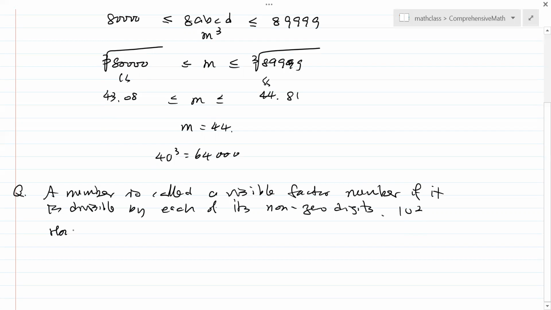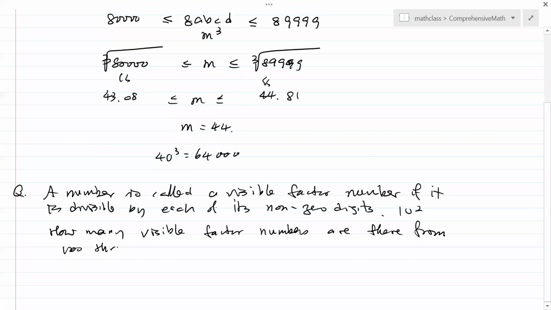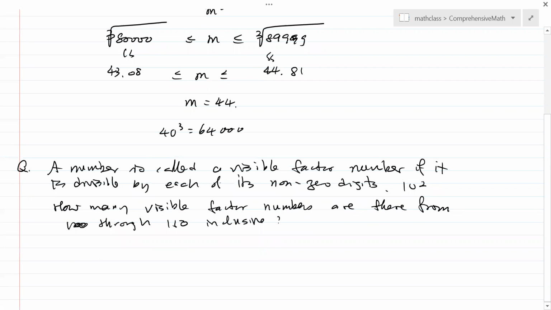The question is, how many visible factor numbers are there from 100 through 150, inclusive? Inclusive means including 100. I think 100 is a visible factor number because it's divisible by 1. 150 is divisible by 1 and 5.